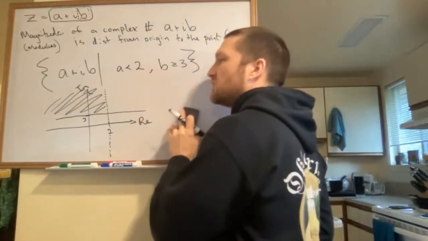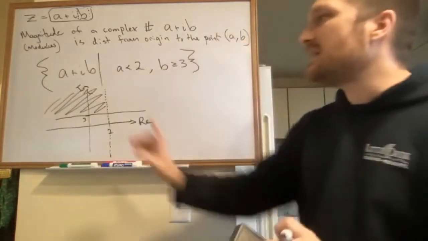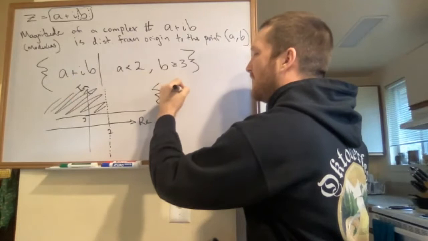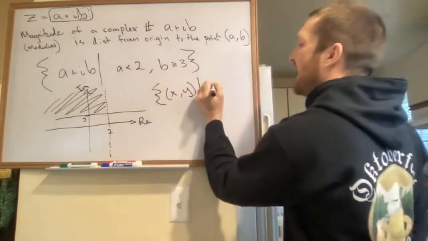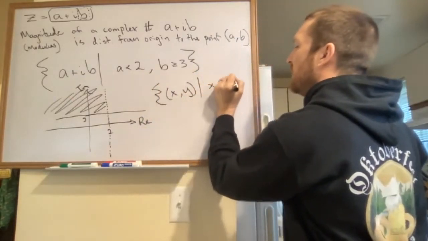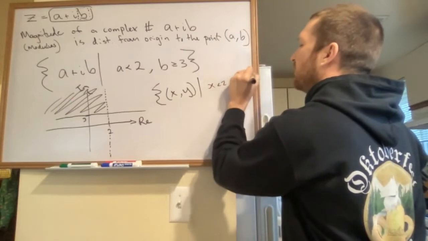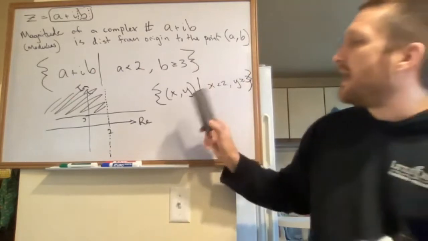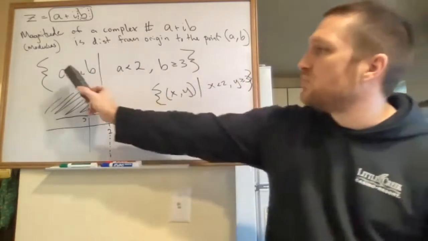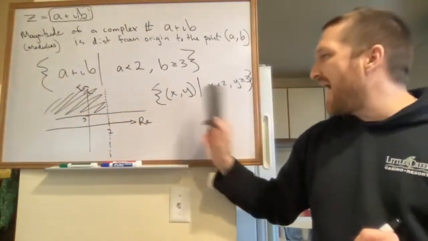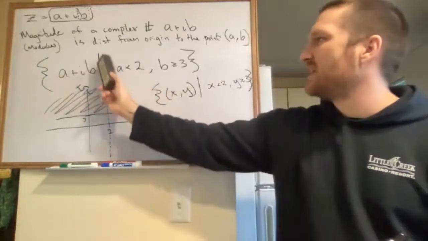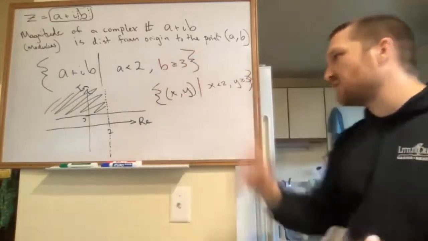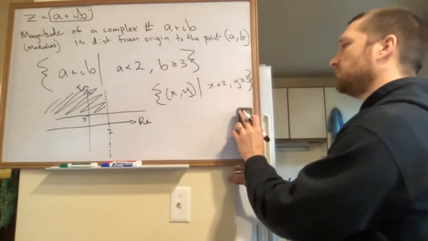One tricky thing though. You've seen this before. Instead of just saying the set of x comma y such that x is less than 2 and y is bigger than or equal to 3, that's the exact same thing as this. It's just that now we're going to consider x values to be real values, and y values to be the imaginary component. So there's nothing really new there.